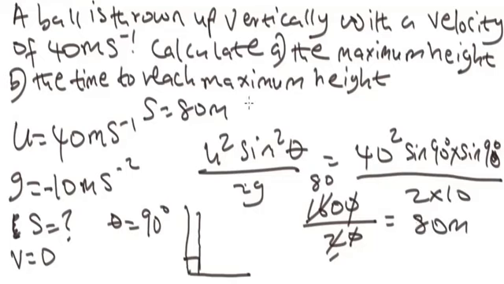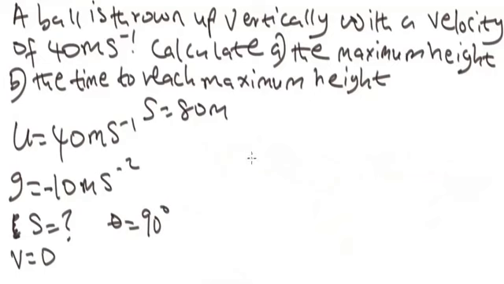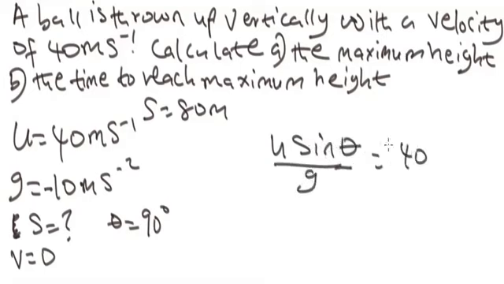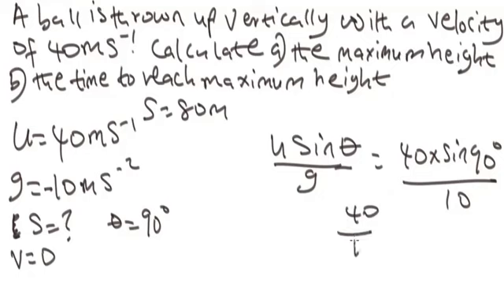The same thing is applicable to time to reach maximum height. Time to reach maximum height in projectile is calculated using u sine theta over g. Our u is 40, so 40 times sine 90 degrees over 10. Sine 90 is 1, so we have 40 over 10. You still get back to 4 seconds. Either one will work for this particular question. This is basically how you can apply the equations of motion to problems involving motion and solve them.